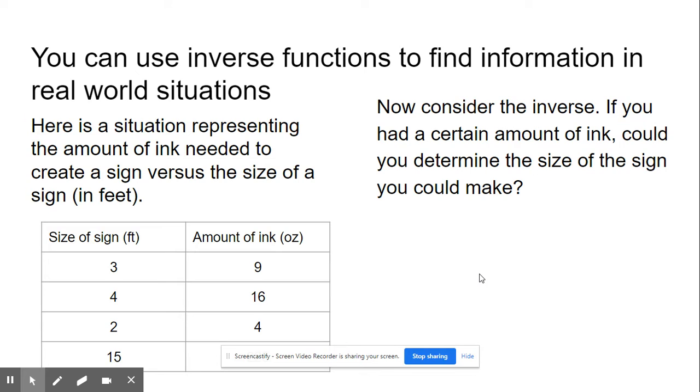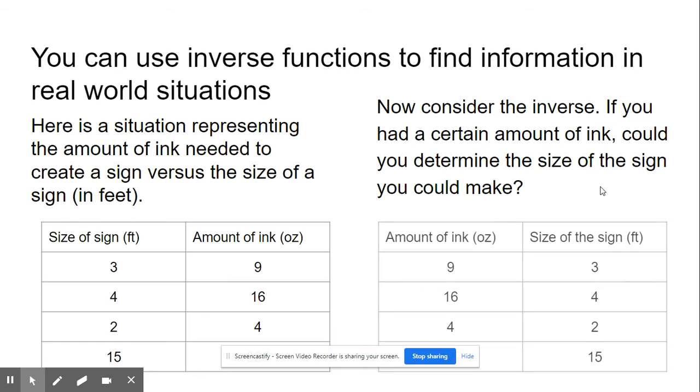Pause for a moment and see if you can create a table similar to the one on the left, where the amount of ink is on the left and the size of the sign is on the right. When you're done, click the cursor to reveal the answer. You'll see that the amount of ink and the size of the sign are flipped in terms of the points on the left.